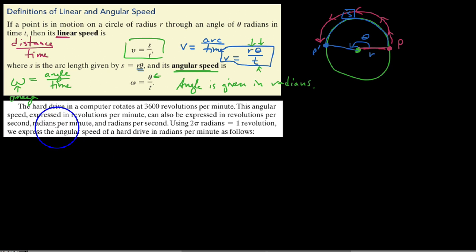It says that the hard drive in a computer rotates at 3,600 revolutions per minute. Now the very first thing I want you to do is highlight this phrase right here, because you're going to see it often, and we're just going to use the word RPM. So it goes 3,600 RPMs, which stands for just revolutions per minute. It says this angular speed expressed in revolutions per minute can also be expressed in revolutions per second, radians per minute, radians per second. Using 2 pi radians equals 1 revolution, we express the angular speed of a hard drive in radians per minute as follows.